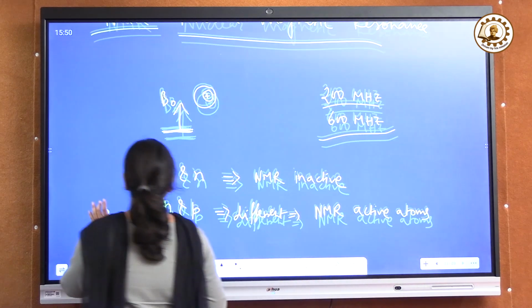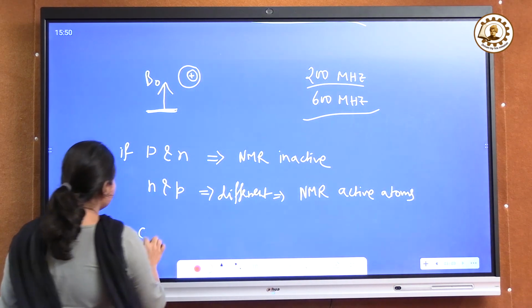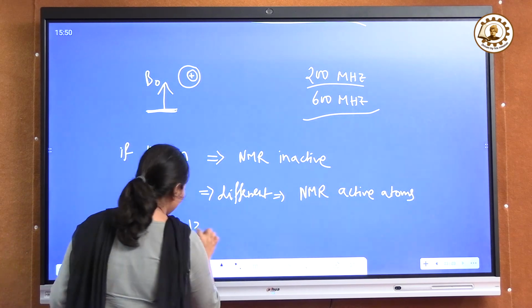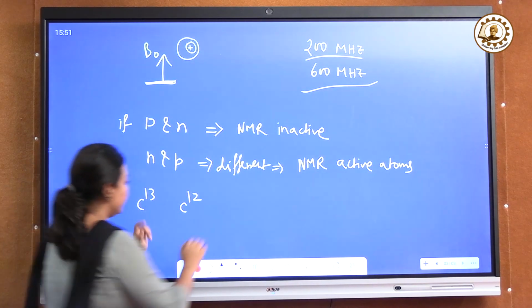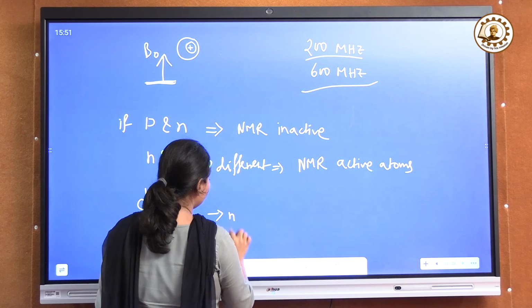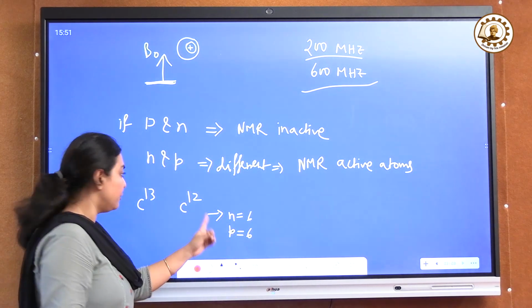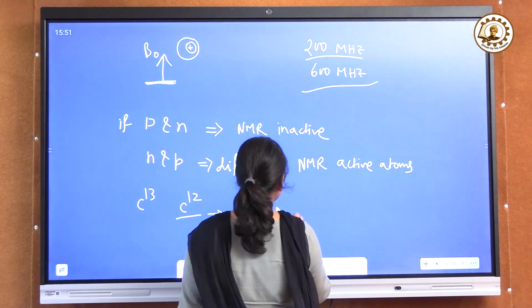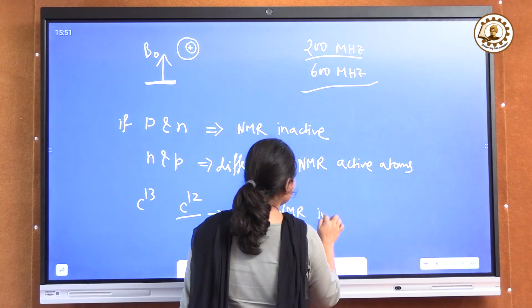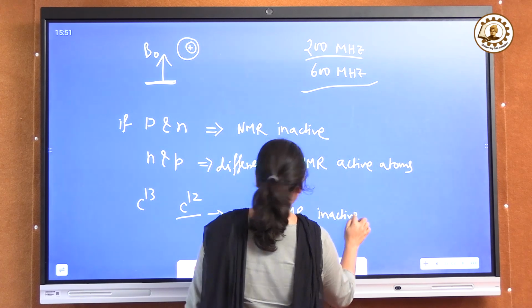Okay, so let's say for example carbon 13 and carbon 12. In case of carbon 12, the number of neutrons and protons is 6. The number of neutrons and protons are equal. That is why carbon 12 is NMR inactive. It is NMR inactive.